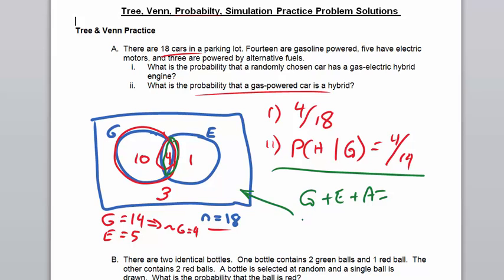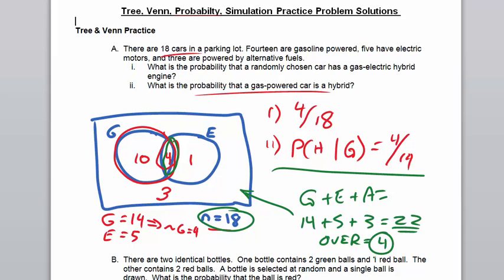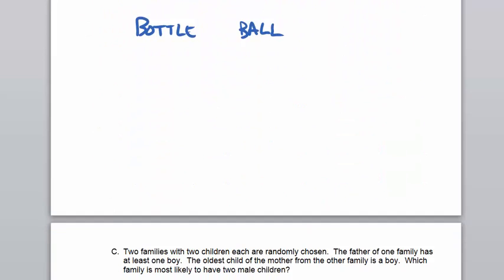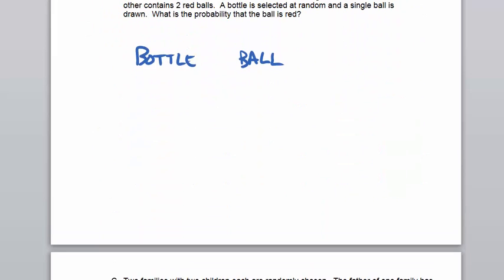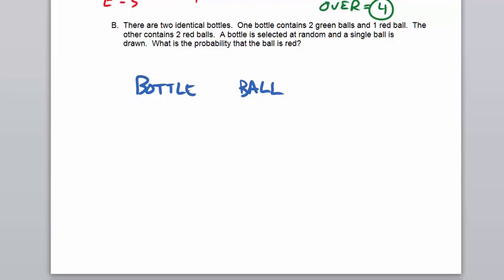So in that case, I've got 14 plus 5 plus the alternatives, which is 22 cars. Well, there's 18 overall, so that means the overlap must have been the difference between those, or just 4 cars, and there's the 4 cars right in the center, and then you can build up the rest of the Venn diagram. All right, next. There are 2 identical bottles.